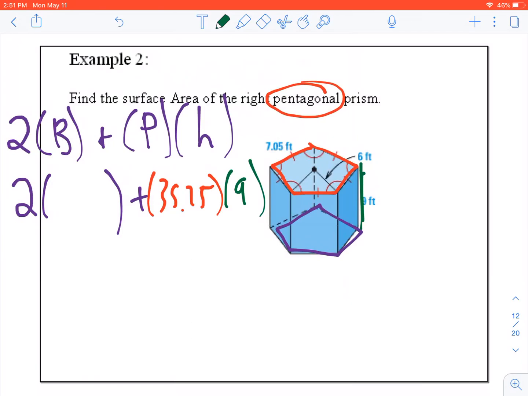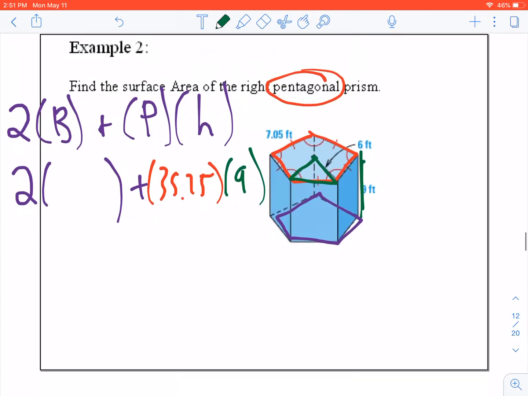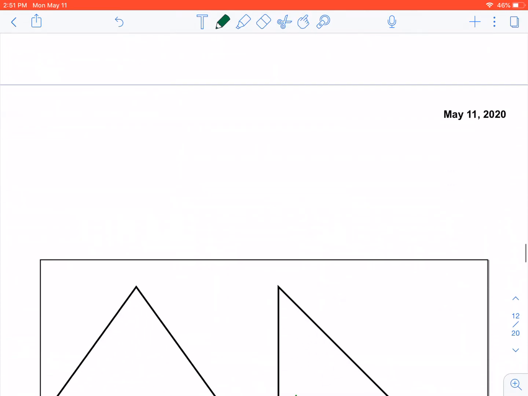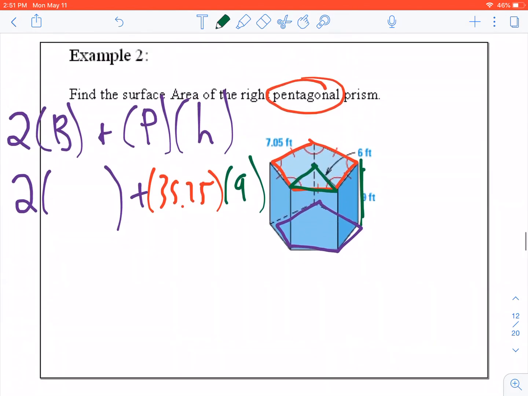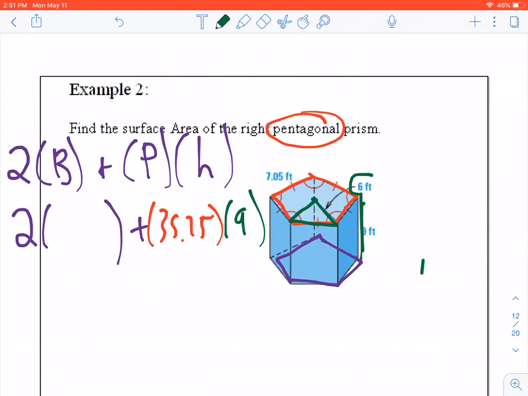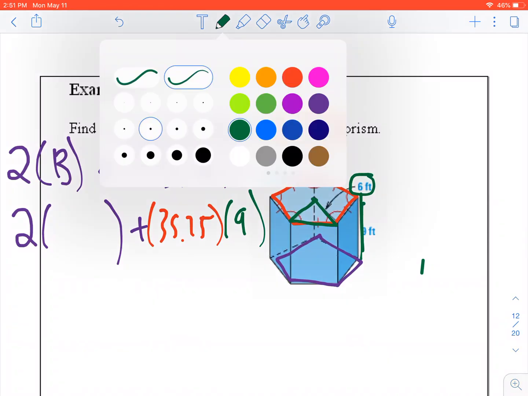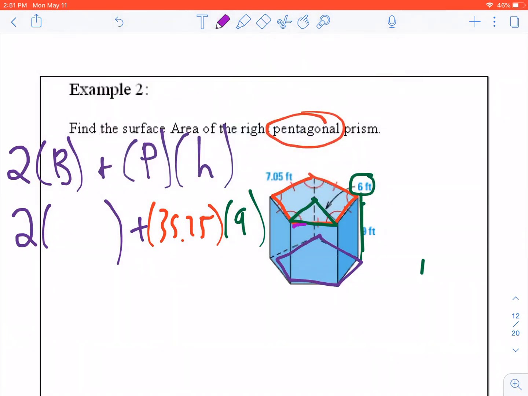In chapter 11, we talked about finding the area of regular figures. To do so, this is where we're going to have to pull out our triangle and find our 2 pieces. So when we pull out that triangle, we know that this is 6, this is 6, because they marked it right here. And then this bottom side is 7.05, because that's the length of all of our sides of that pentagon.